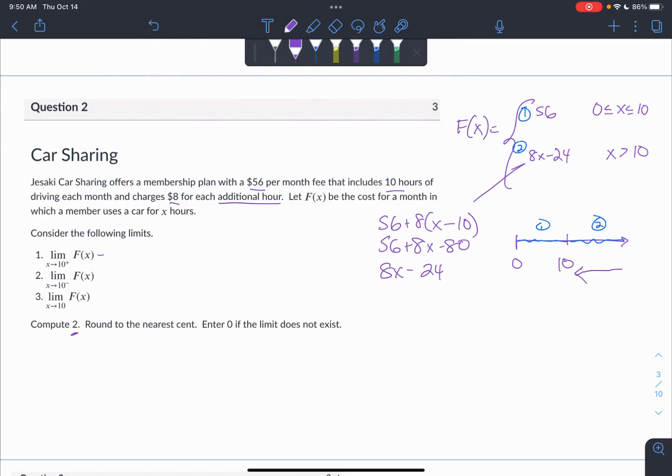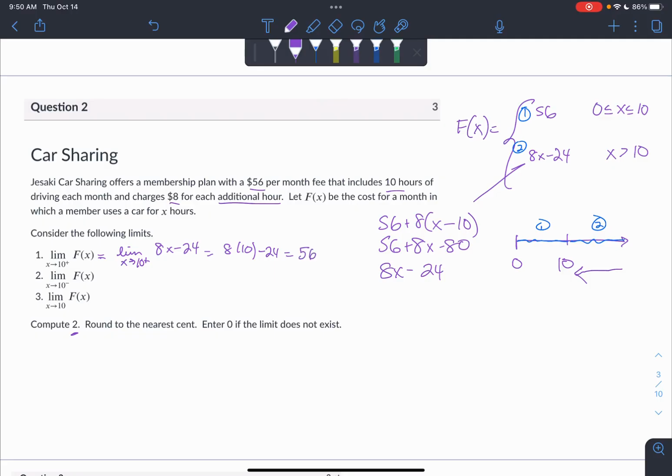So this is going to be equal to the limit as x approaches 10 from the right of our second part of the piecewise function. So 8x minus 24. And what do we do with limits? We should always try to plug in the number and see if we get something reasonable. Sorry, that should be a 10. You write that better. And this gives me 56.